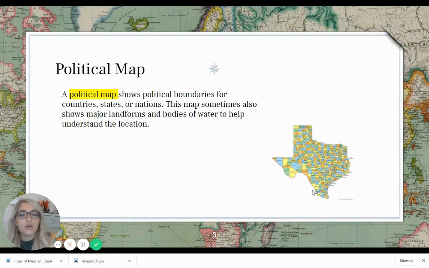Next, we have the political map. A political map shows you boundaries for countries, counties, states, nations, things like that. Sometimes it will also show you bodies of water. So here we're looking at another map of Texas, and you can see that it's broken up into counties. And if we zoomed in, you could see small little bodies of water in there as well.